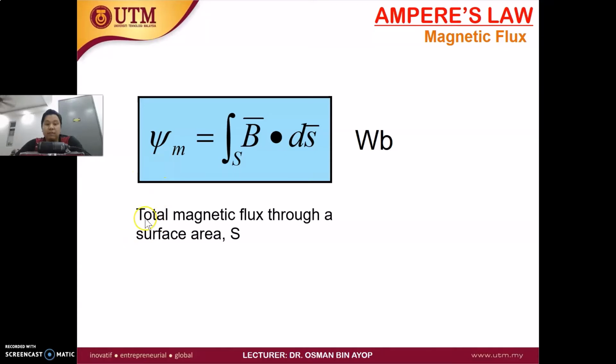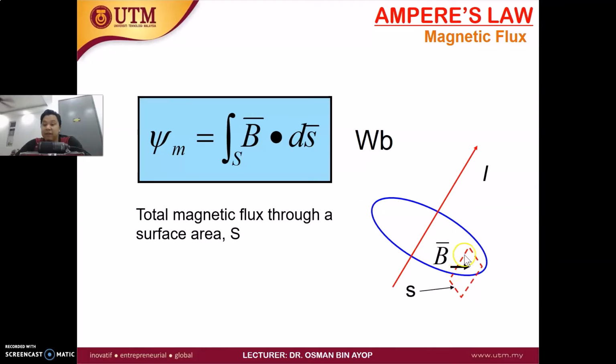Flux psi is the total magnetic flux through a surface area S. Let's say this is our current source I, and this is our field. Our B is flowing in the same direction as our field intensity, and the surface here is the surface that the field goes through. That means the direction of your surface is also around the field direction. So don't confuse it with the surface area.